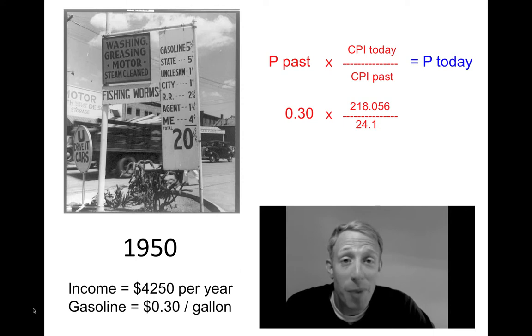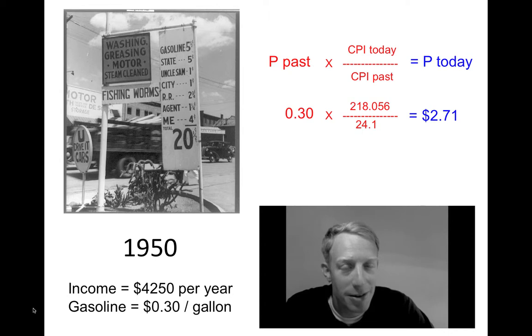When we do that mathematical calculation, we calculate that once we adjust for inflation, the price of gasoline should be about $2.71. Now you say to yourself, I've just been out near the pumps and we're not paying $2.71 for gasoline. That's true, but there are some other things that you need to take into consideration.